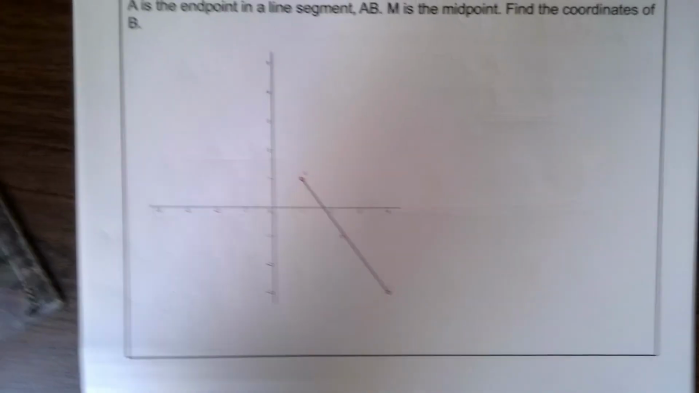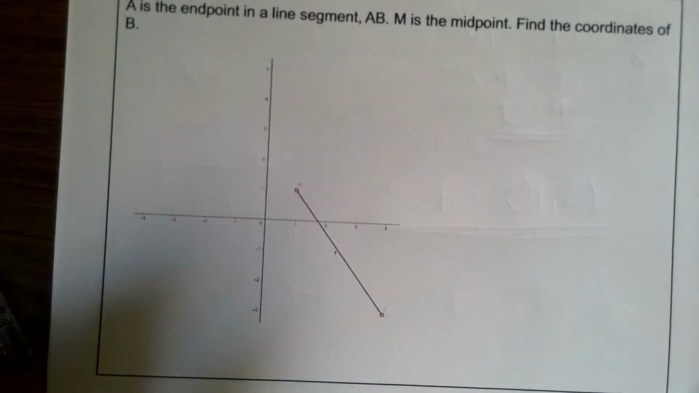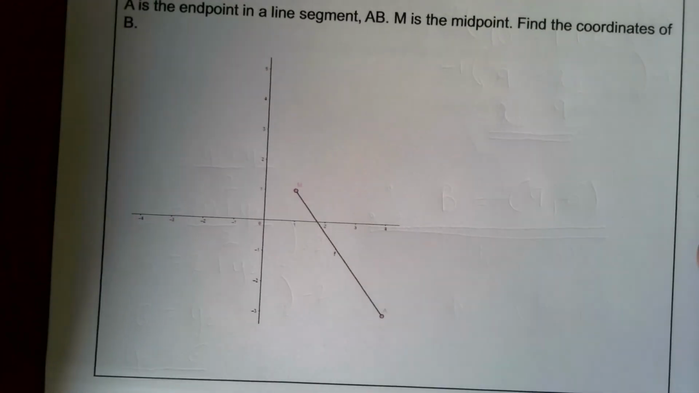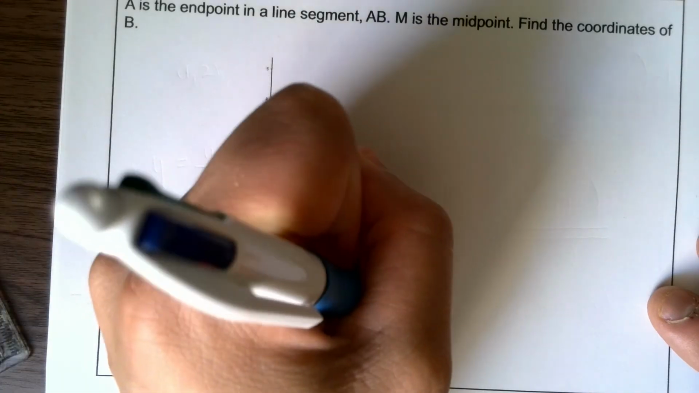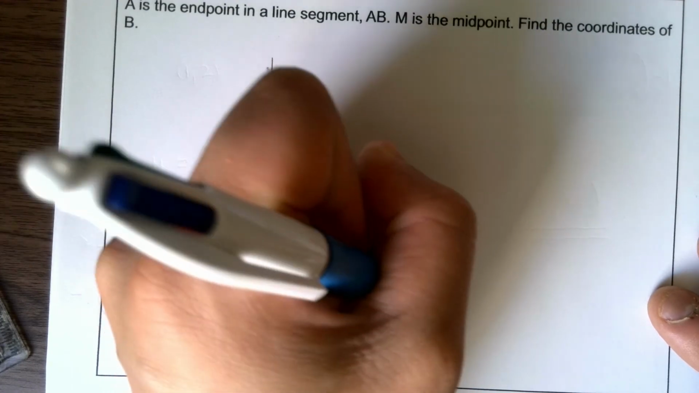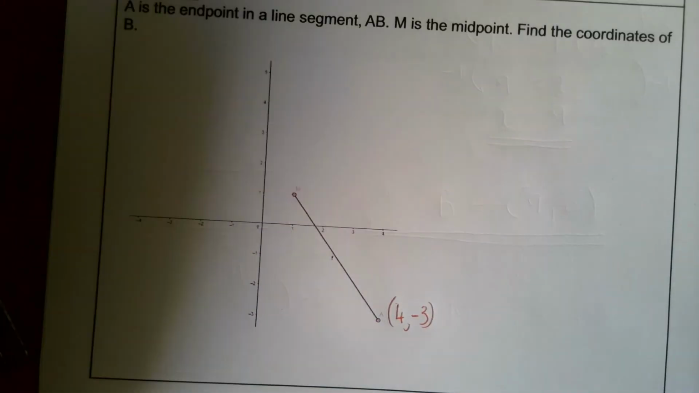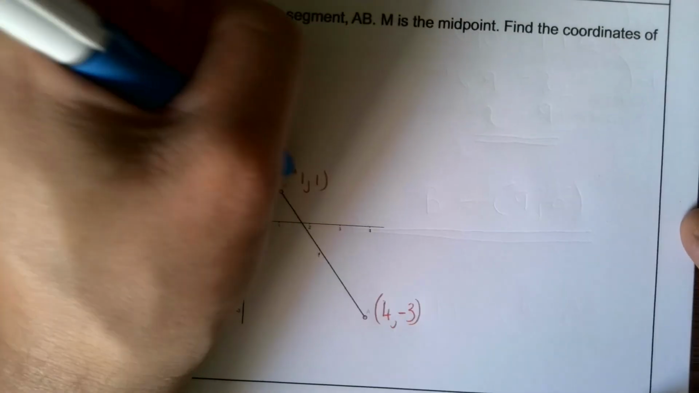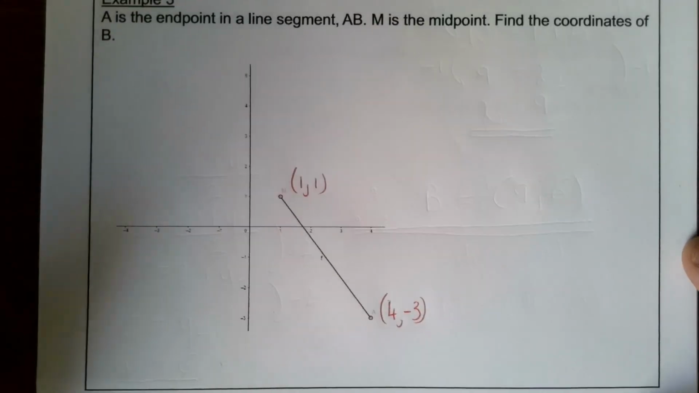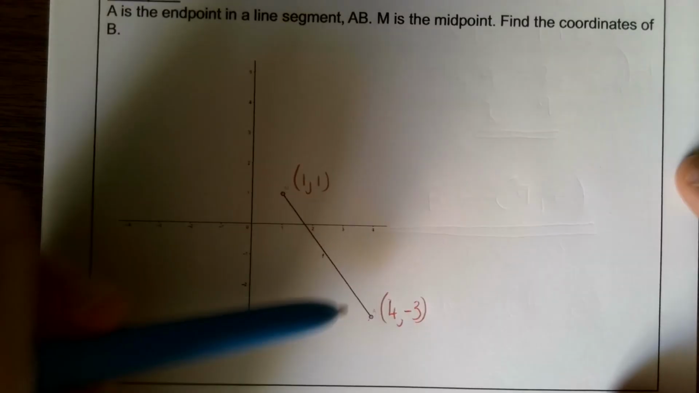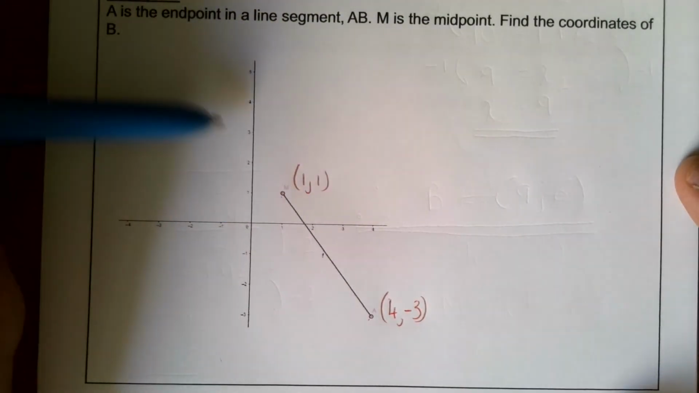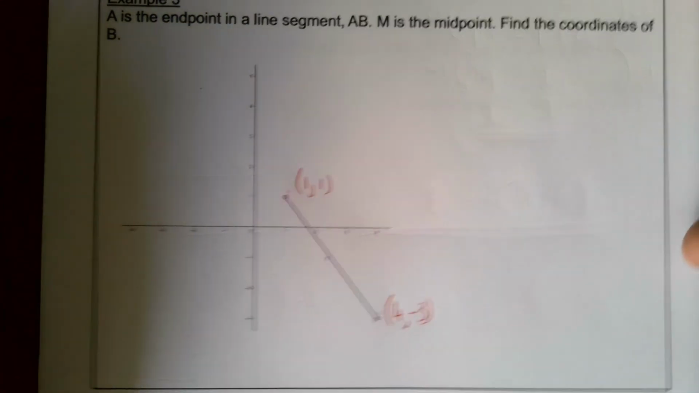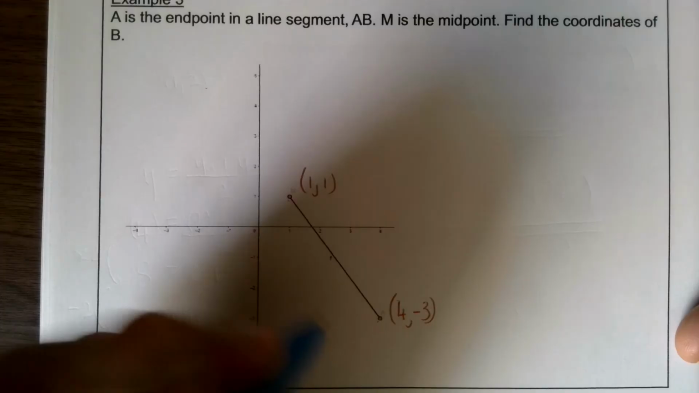Final example. Okay, so again, A is the endpoint. This time round, A looks like it is 4, -3. And you can see there's no grid lines here. And M is 1, 1. So this time round we've got a slightly different example in that it's actually going up and backwards, isn't it? So B is going to be up here somewhere. Okay, so again let's start with the x coordinates.